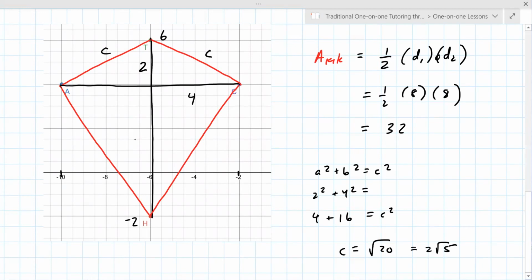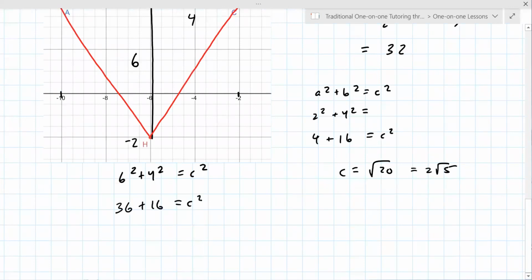Now we have to do the same thing for this one down here. This is 6. This is 4. So we have to do 6 squared plus 4 squared equals C squared. Okay, so that's 36 plus 16 equals C squared. C equals the square root of 52. Could you reduce that? Yep. Two times the square root of 13.